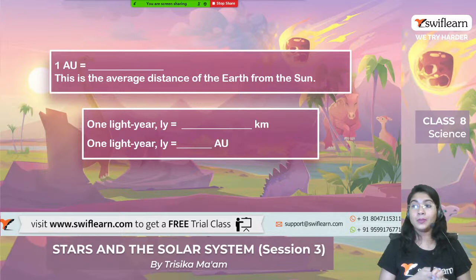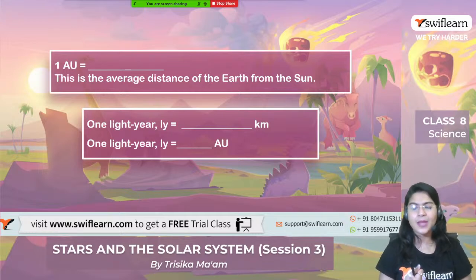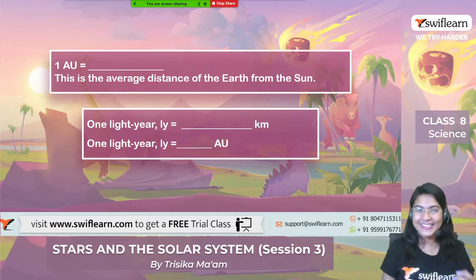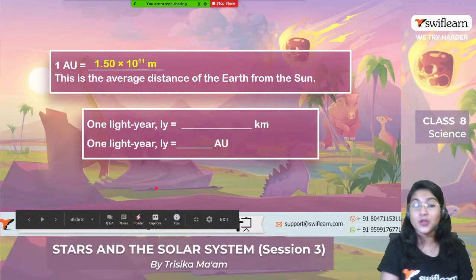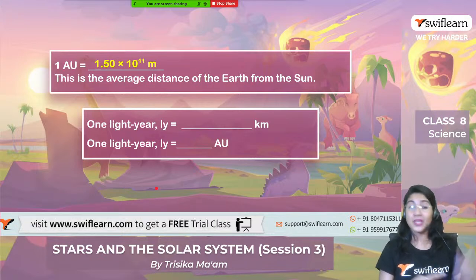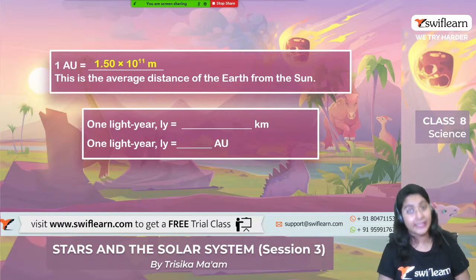So, remember how we actually measure the distance between the heavenly bodies in the solar system and in the universe? You forgot, no issue. Let me tell you the answers of all of them. 1 AU, or 1 astronomical unit, is equal to 1.50 into 10 to the power 11 meter. Please note it down and remember this.